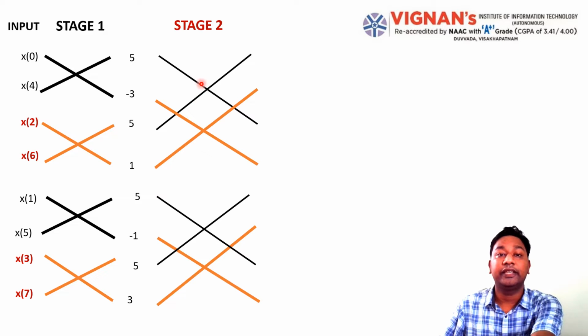So first we'll see the 4 butterflies in stage 2. The first butterfly will be associated with the first point and the third point, meaning x of 0 and x of 2. The Twiddle factor associated with the first butterfly is omega to the power 0 equal to 1. So what will be the output? Here 5 plus 5 is 10, easy addition, and 5 minus 5 is 0. So the first butterfly is completed.